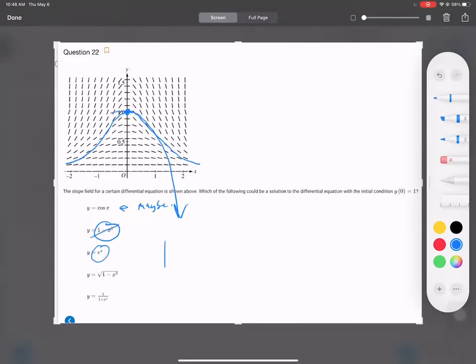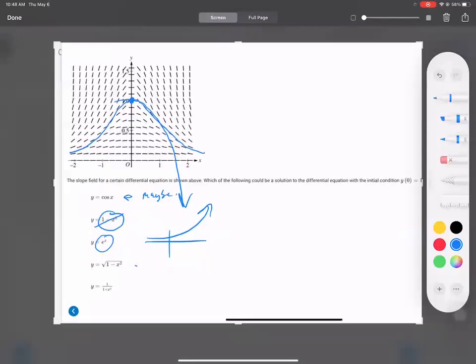E to the x, we all know what the e to the x graph looks like. It looks like that, straight up. And my graph does not look like it's taking straight off. Okay, next one, square root. This is actually the equation of a circle, if you guys didn't realize it. It's going to be y squared is equal to 1 minus x squared, which is x squared plus y squared is equal to 1. That's actually a circle. And if you see the slope fields for a circle, they kind of look like that.